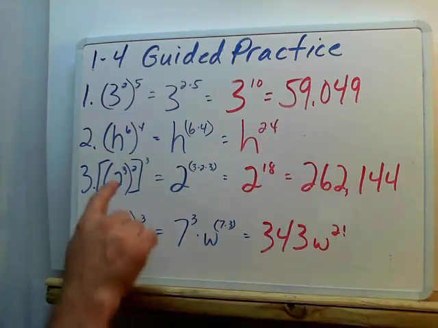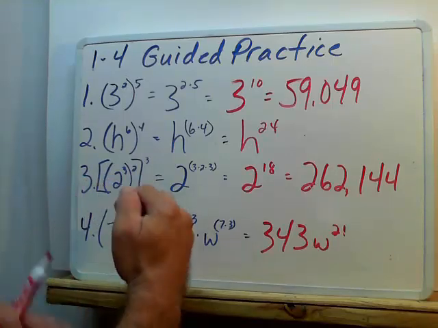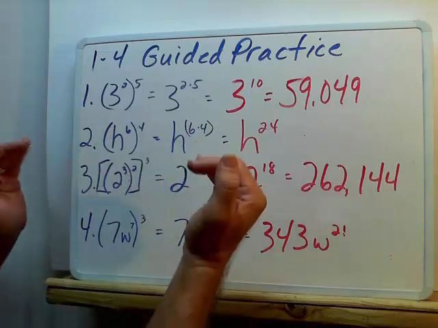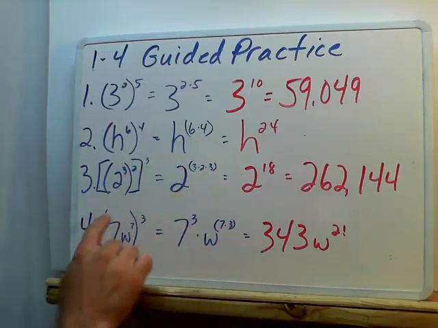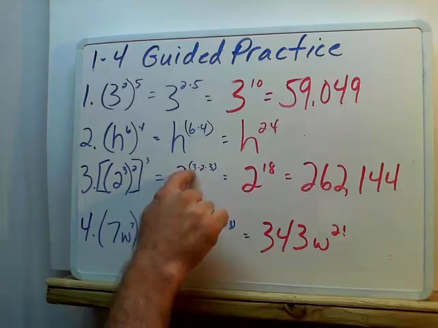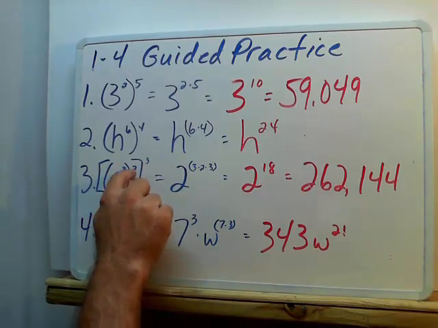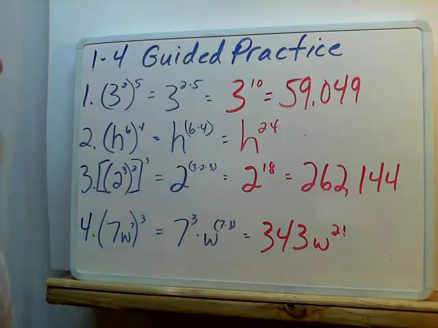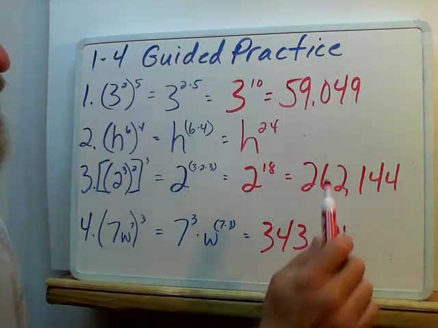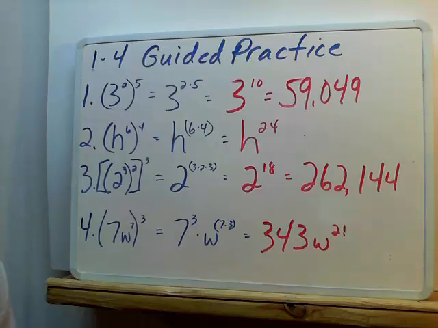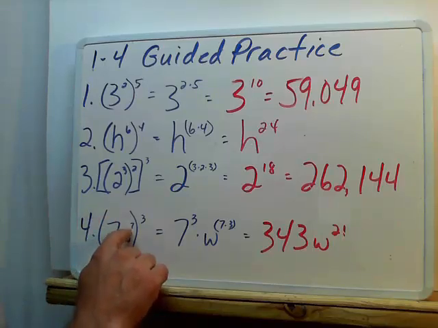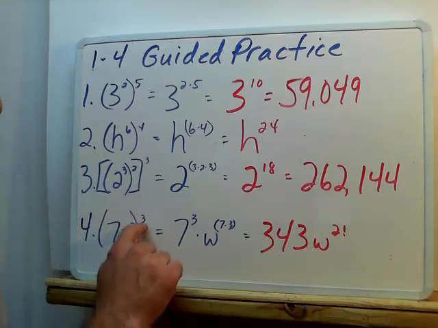Number 3, we have 2 cubed, and then we have that squared, so 2 cubed times 2 cubed, and then we take that and we take 3 sets of those, so we have 2 to the 3 times 2 times 3. 3 times 2 is 6, times 3 is 18, 2 to the 18th power, and that is 262,144. Number 4, we have 7w to the 7th power, all of that cubed.